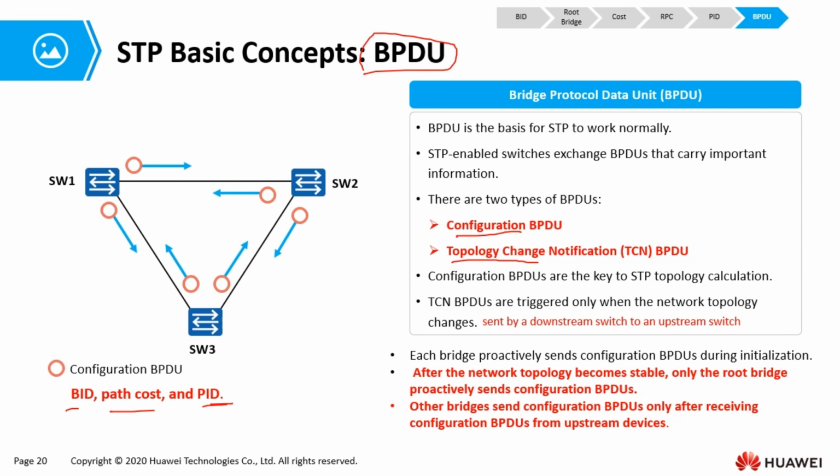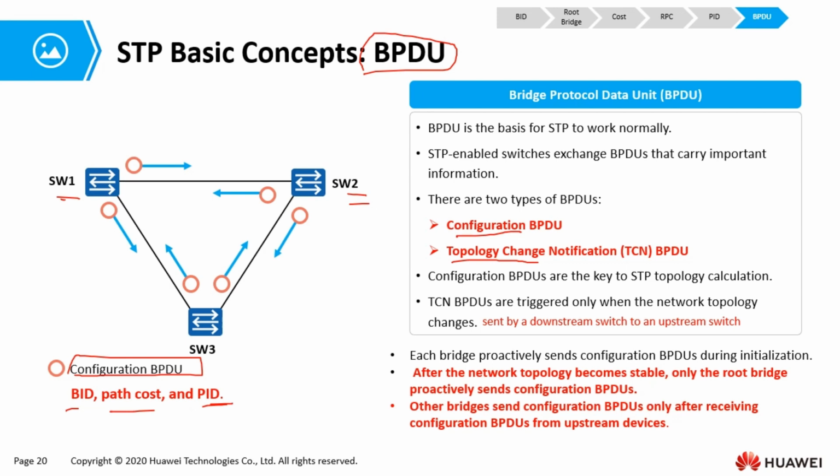So how do we decide who will be the root bridge? We base it on the configuration BPDU. Once the network is stable, normally the configuration BPDU is only sent by the root bridge. But before we select the root bridge, each switch in the same network sends its configuration BPDU. From there, we detect whose bridge ID is the smallest, and that one will be selected as the root bridge.